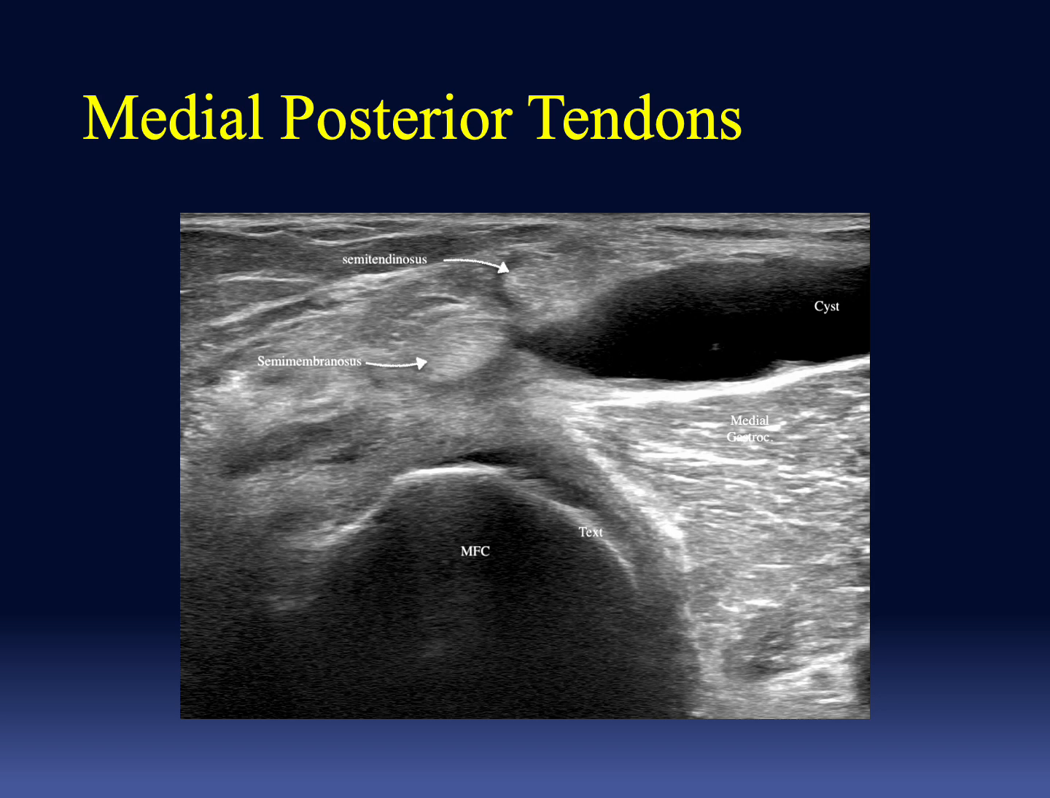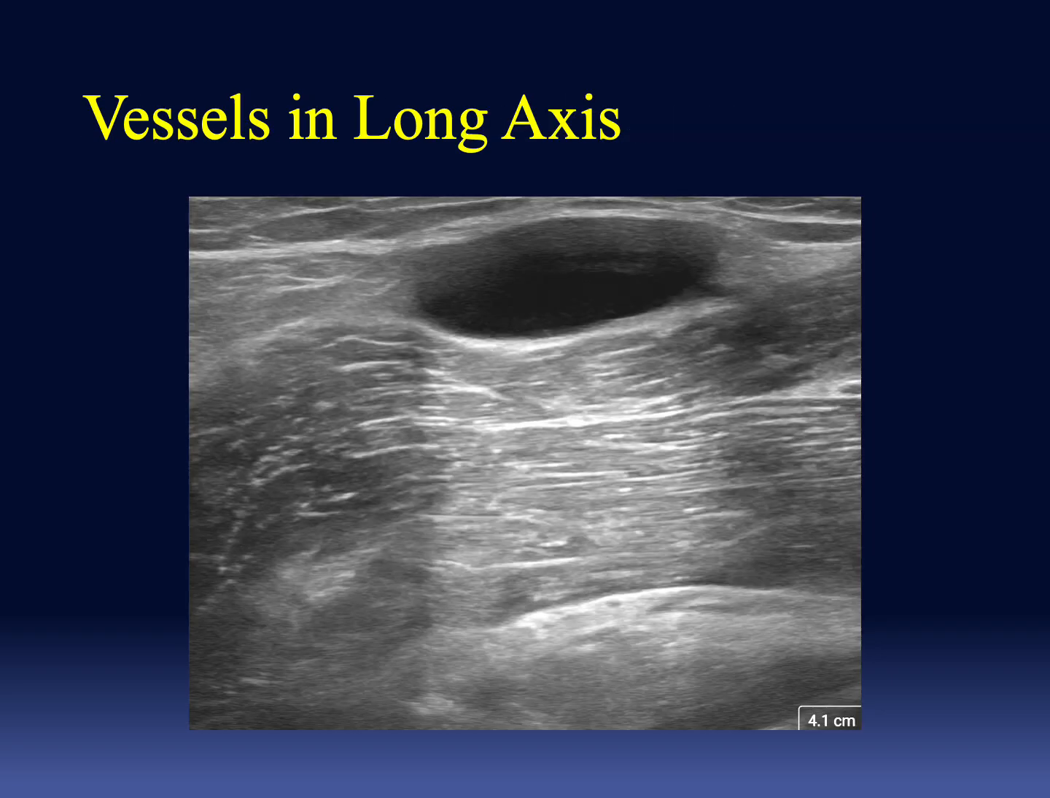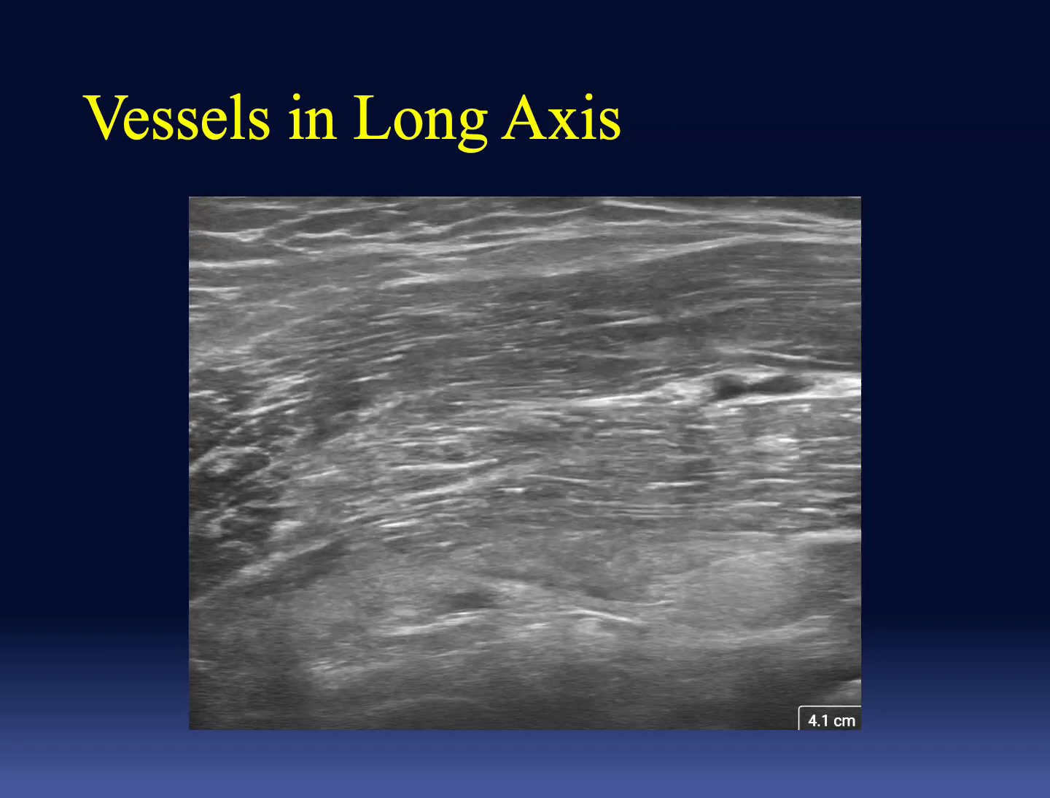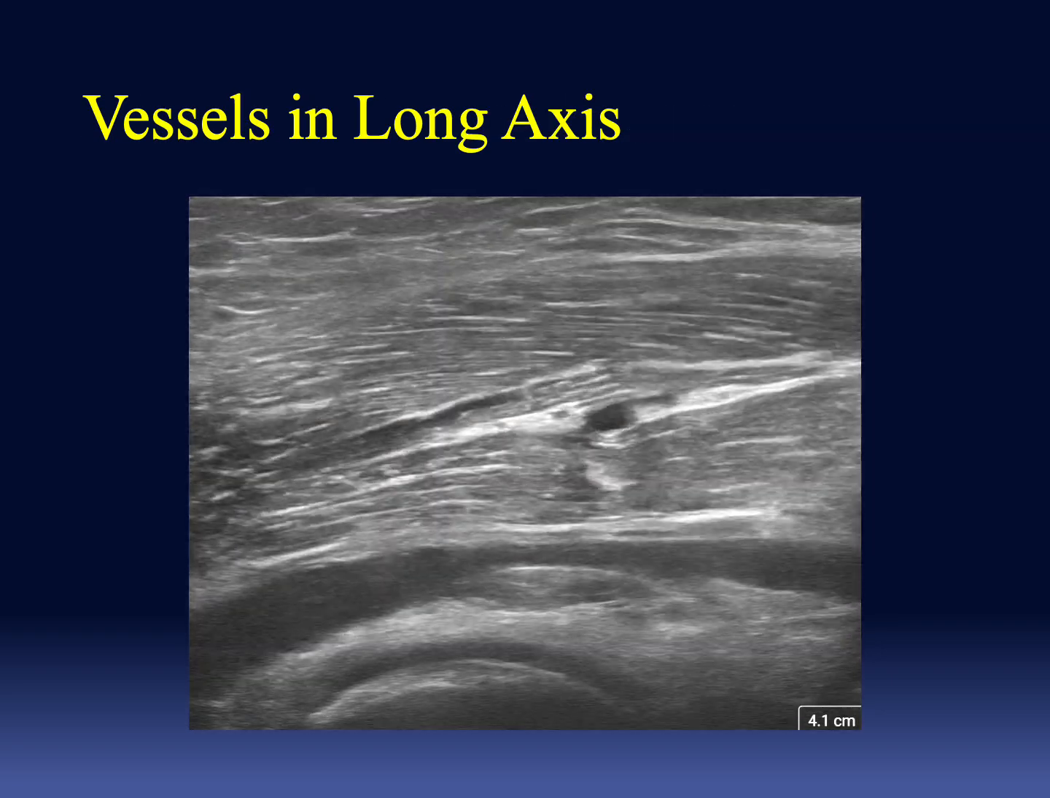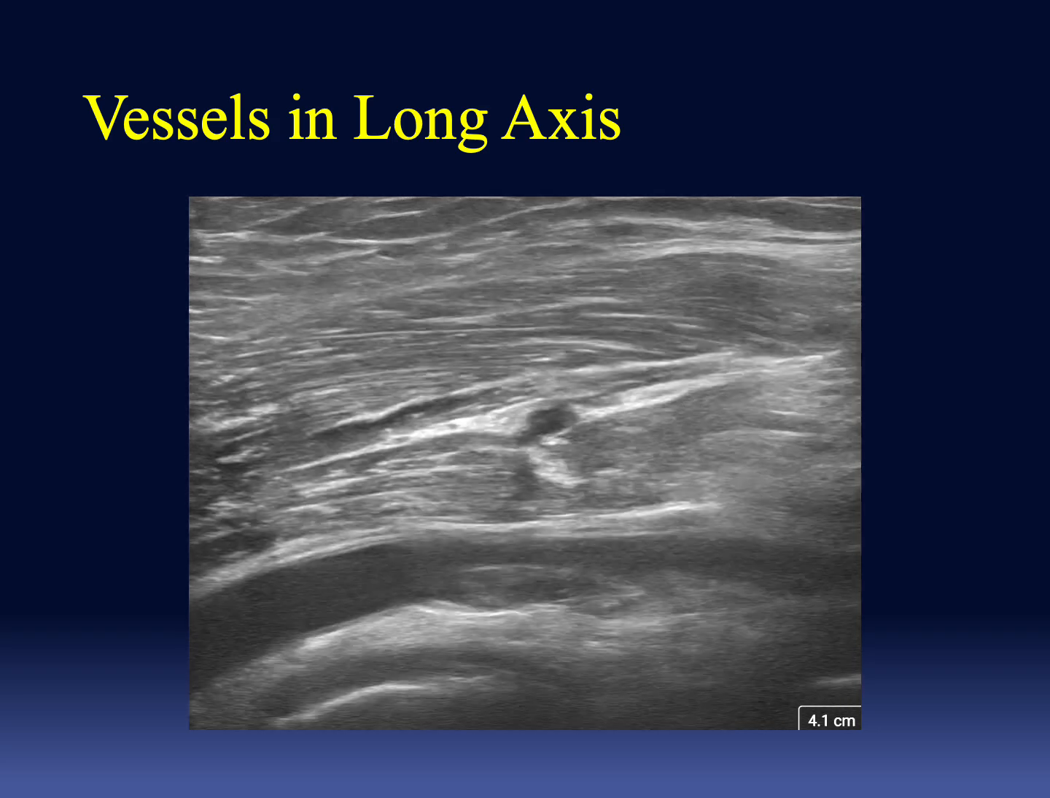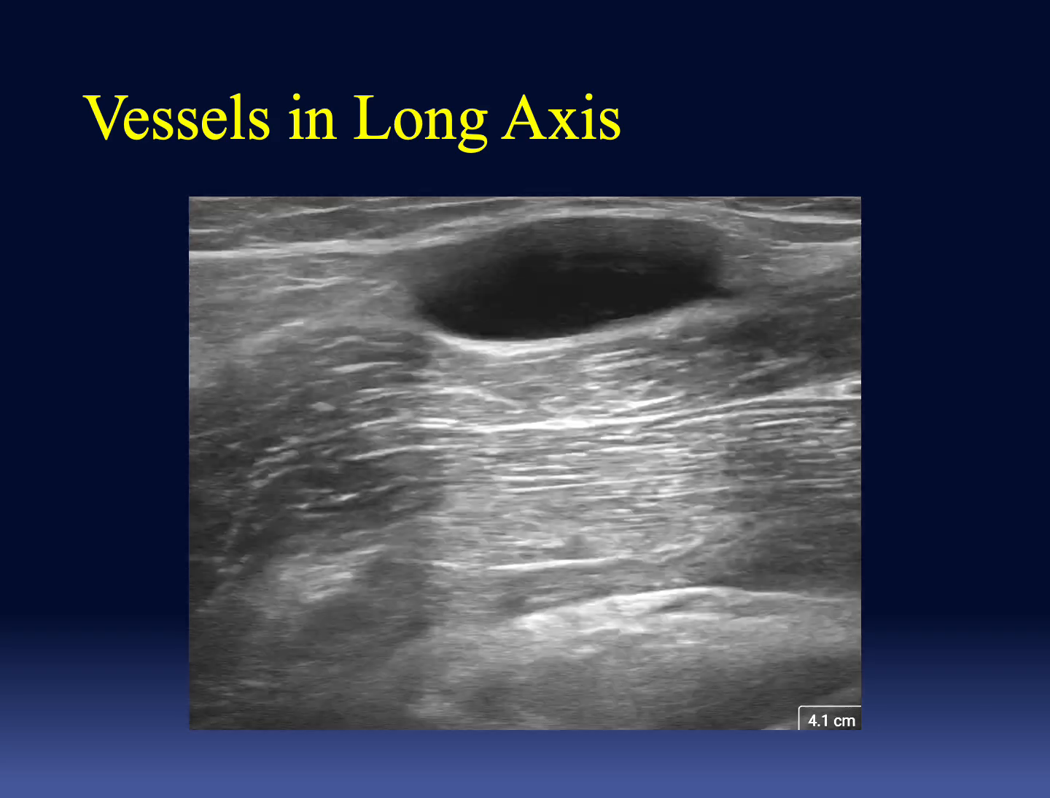This view is taken with the knee in extension. You can see the semimembranosus and its more superficial friend, the semitendinosus, in the back of the knee. Here, moving more to the middle of the knee or even lateral, we can see the popliteal vessels.